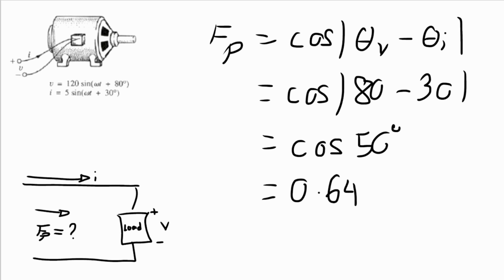Now because the angle of the current is smaller than the angle of the voltage, we can say that the FP, or the power factor, is lagging the voltage.